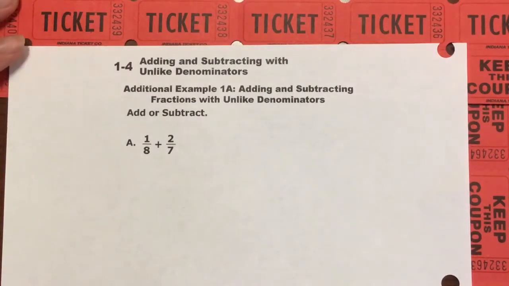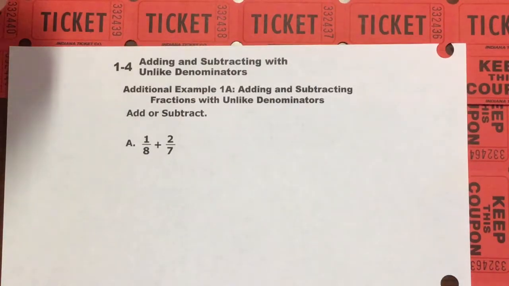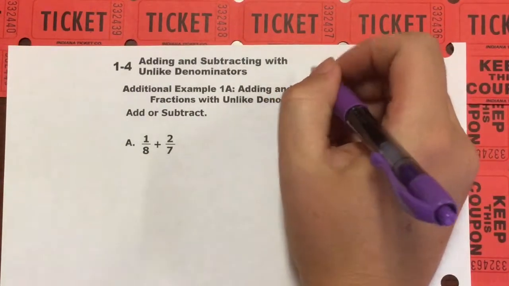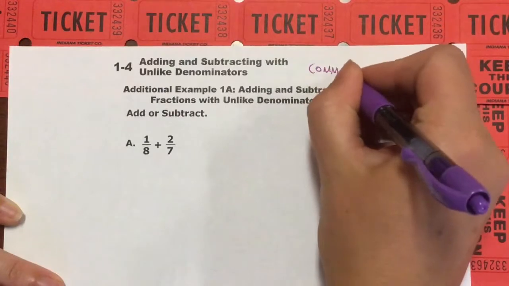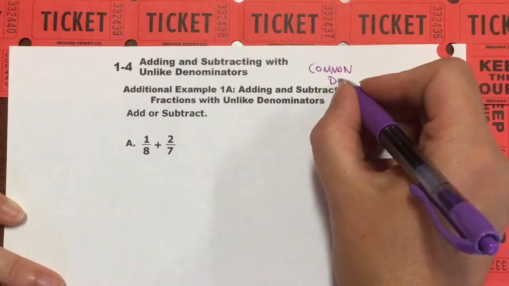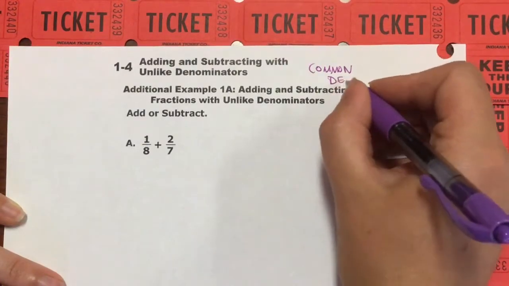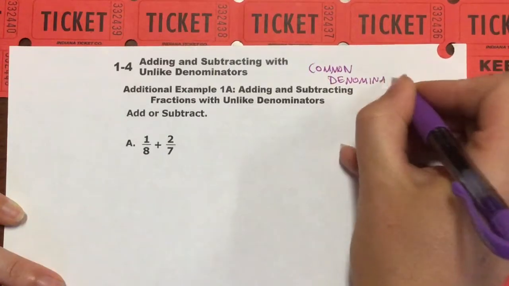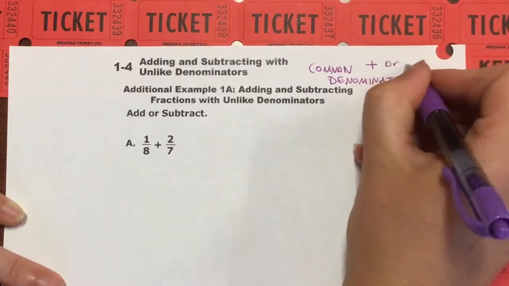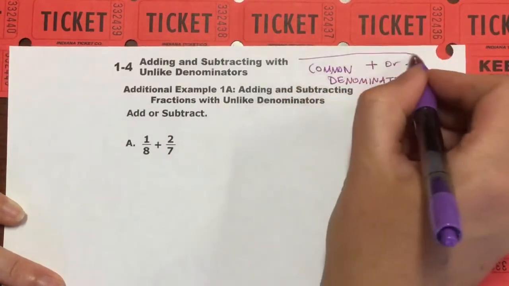Hey, we are talking about section 1.4, adding and subtracting fractions with unlike denominators. So, the key whenever you're adding or subtracting fractions with unlike denominators is to get a like denominator, or what they like to call a common denominator. That's what you need. That's the key to adding and subtracting. Whenever you're adding or subtracting, that's what you need, a common denominator.